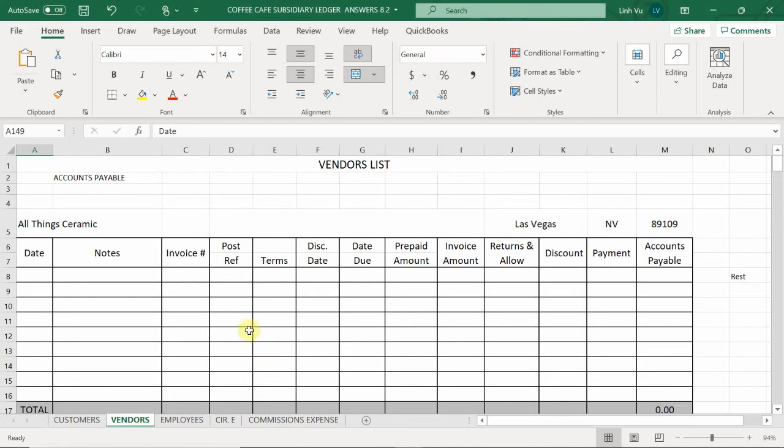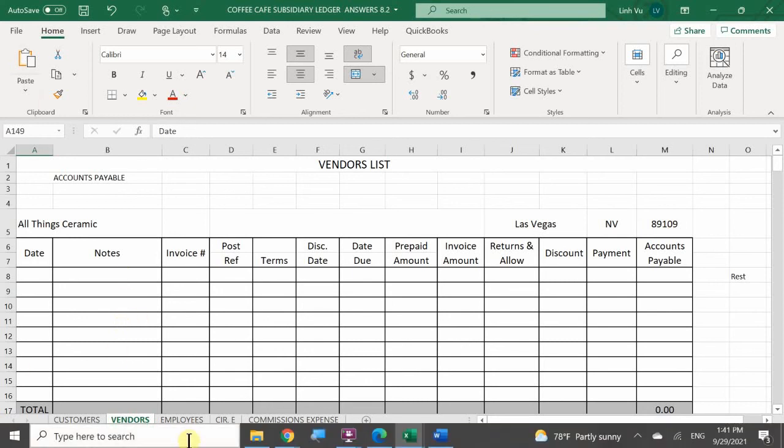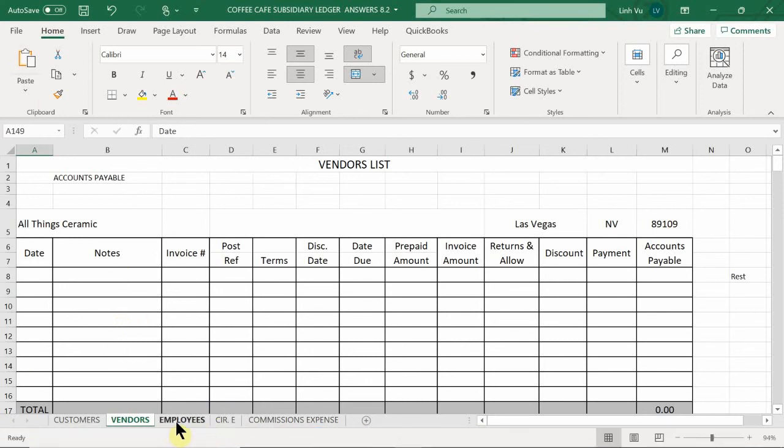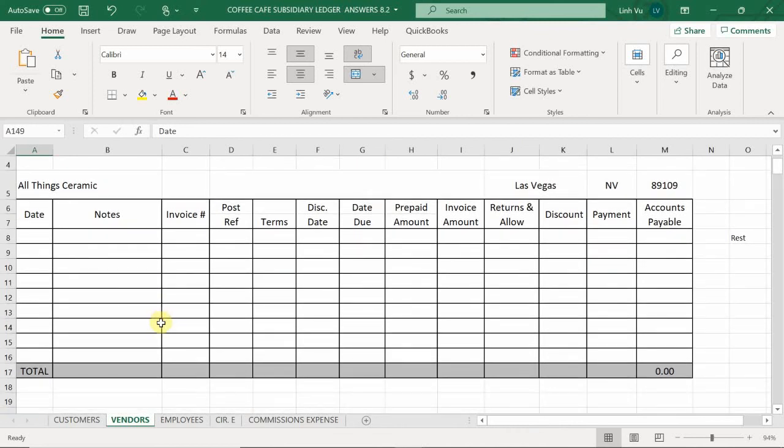In this case, here you go. I have my vendors, my customers, and my employees all in one. So when we interact with a specific person, this is where we enter information so we can keep track of that too.